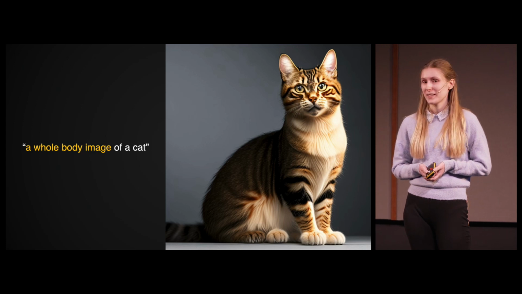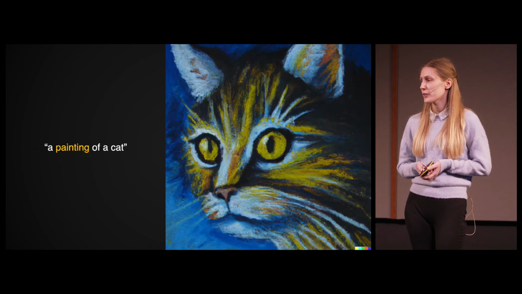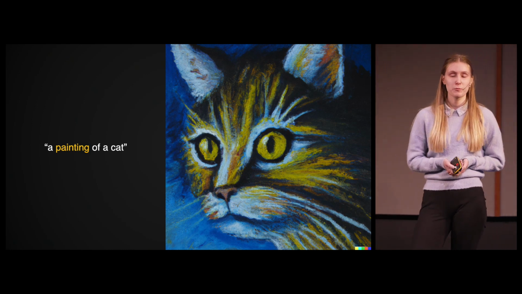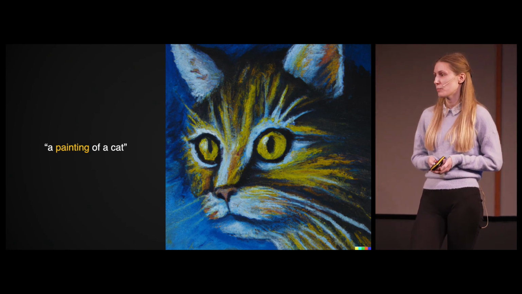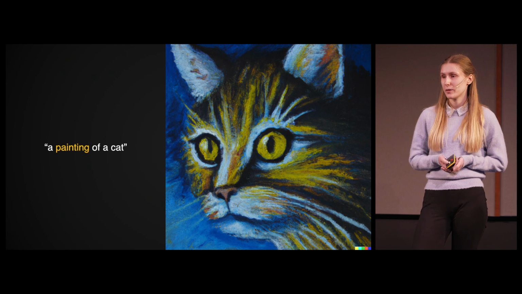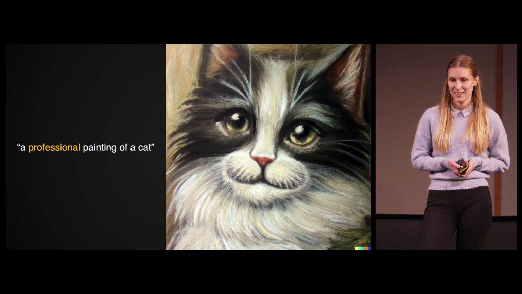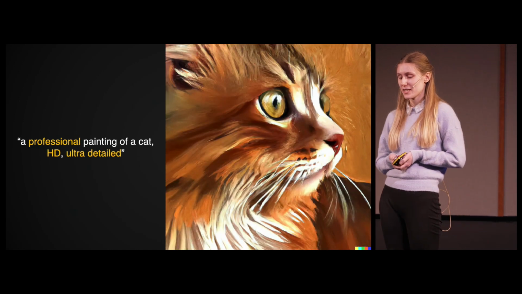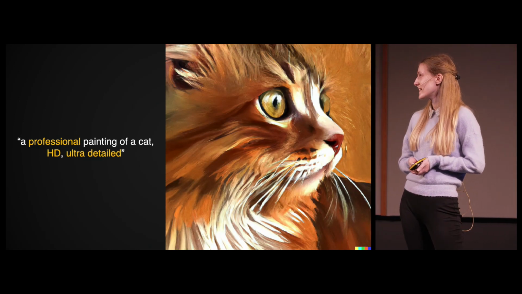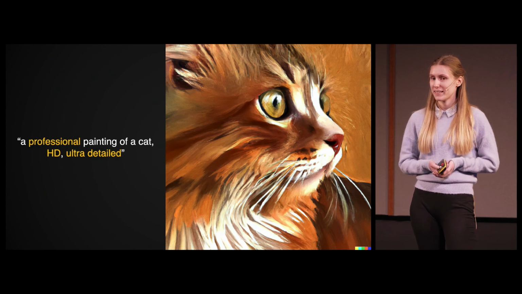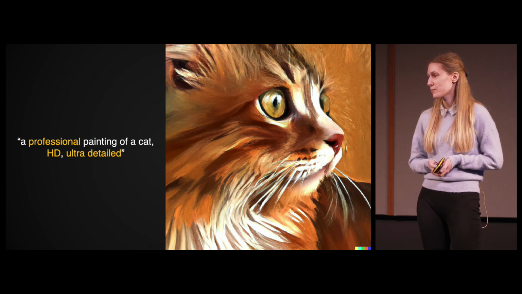And there's also something that's called magic words. So here I have a painting of a cat, but then I can add one of my magic words and it can get better without really doing anything. So I can say a professional painting of a cat, or even a professional painting of a cat that's HD and ultra detailed. And now the image is just better, and I didn't really have to do anything except add some magic words.